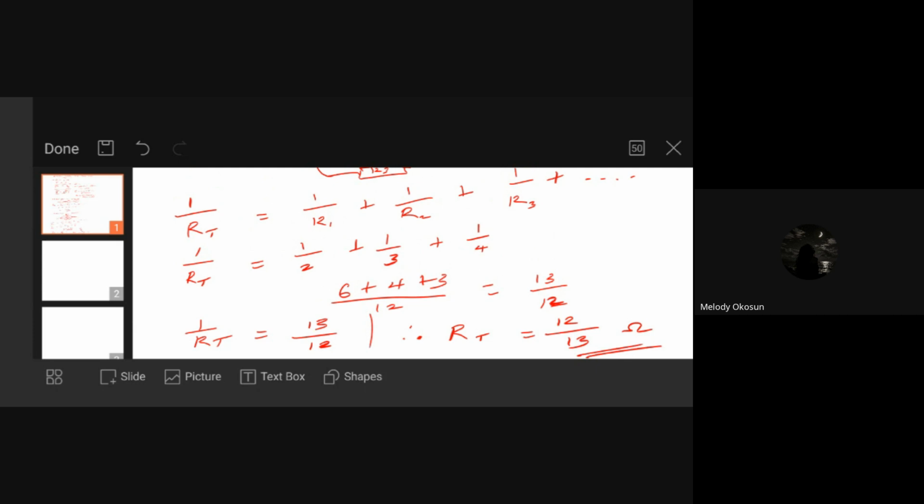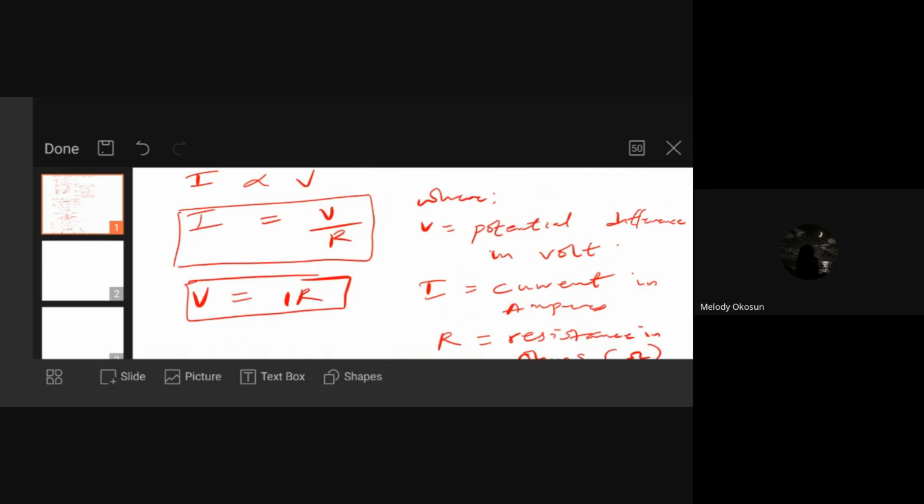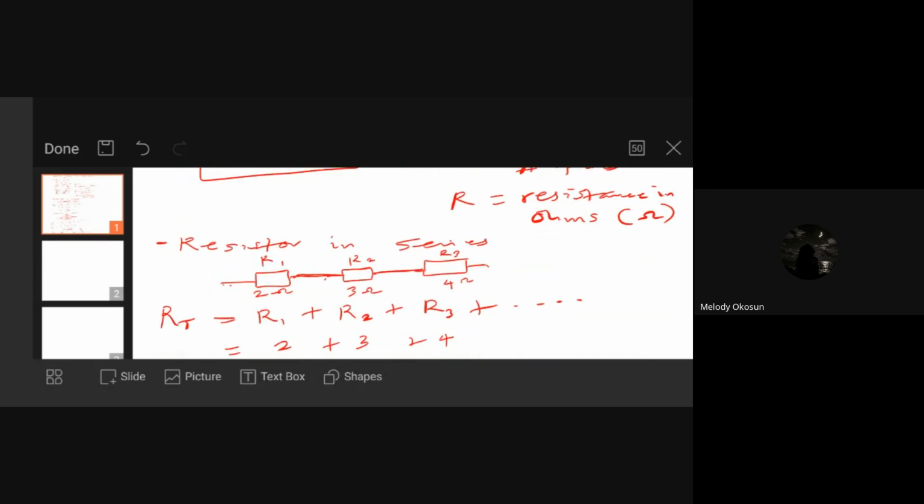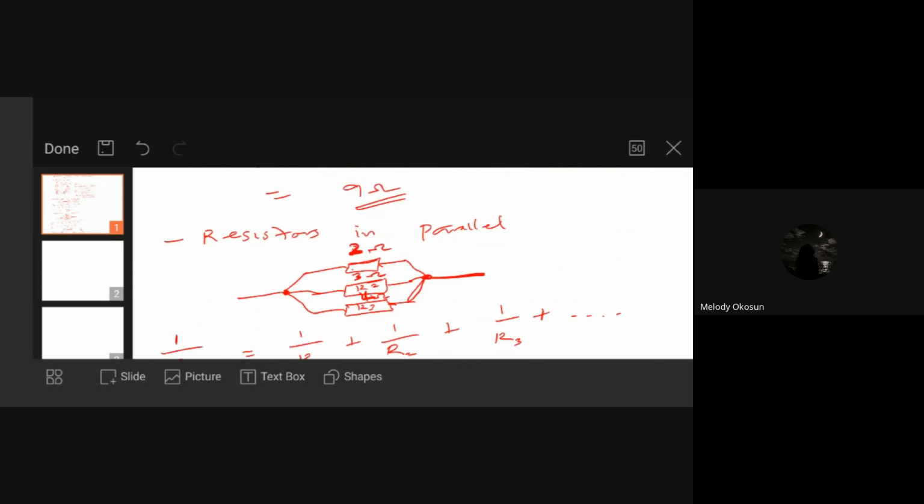So remember, I just brought our knowledge back, to remind us of what we've discussed earlier in one of the classes. We've talked about Ohm's law, and I've just reminded us what Ohm's law is all about. Then we've also talked about resistors in series, and I reminded us once again. And now resistors in parallel.